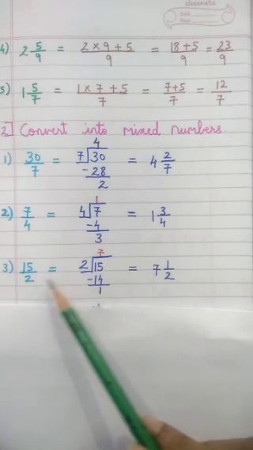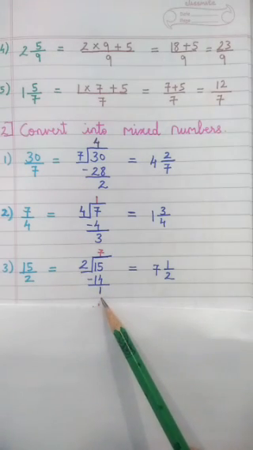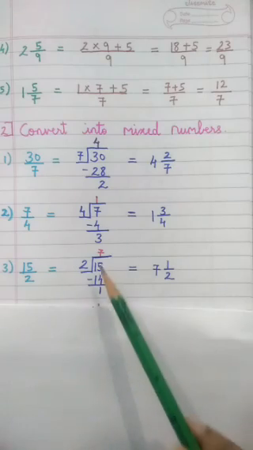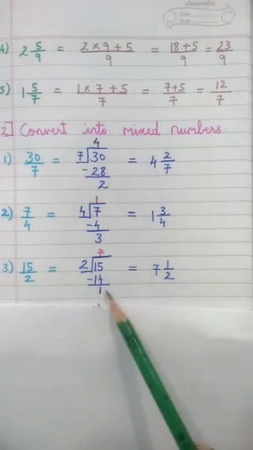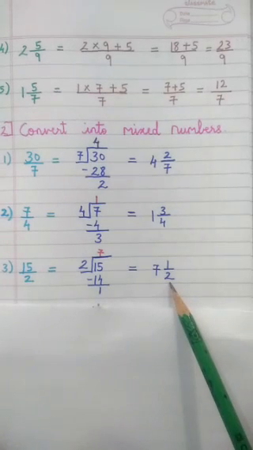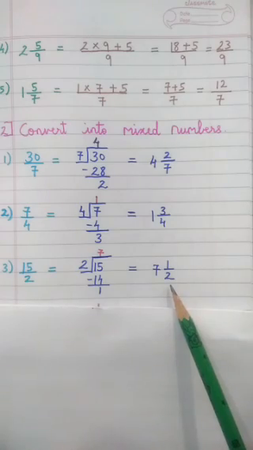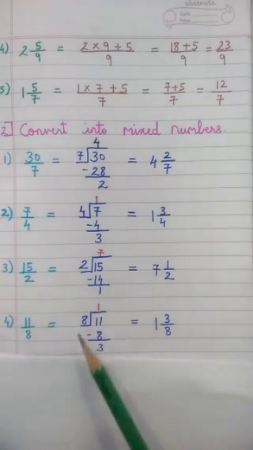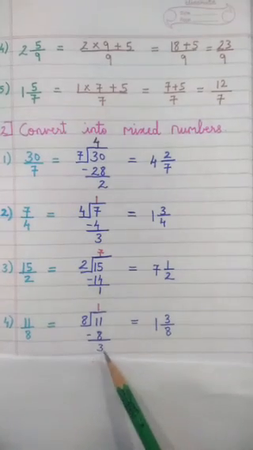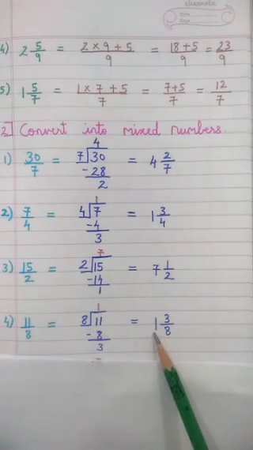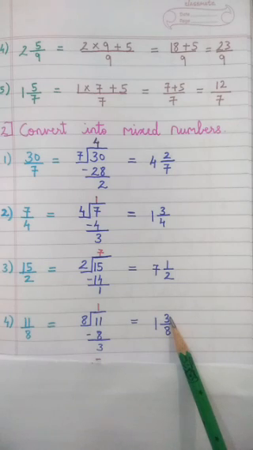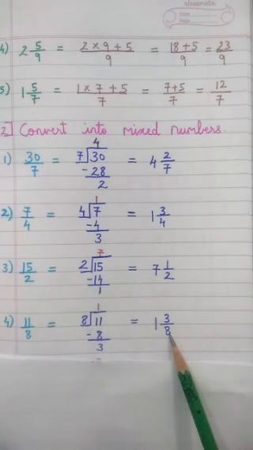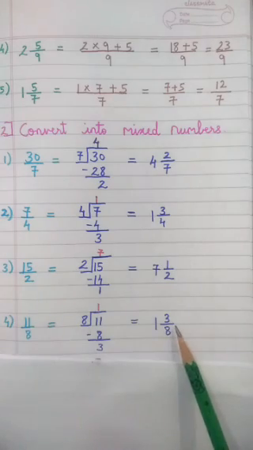15 divided by 2. 2 sevens are 14. Remainder is 1. Now we write the quotient first as 7. Remainder on top 1 and divisor down 2. 7 1 upon 2 is the mixed number which we have obtained from the improper fraction 15 upon 2. Okay. Fourth sum 11 upon 8. 8 ones are 8. Remainder 3. Quotient we write first. Remainder 3 goes on top upon divisor 8. So 1 3 upon 8 is your mixed number.